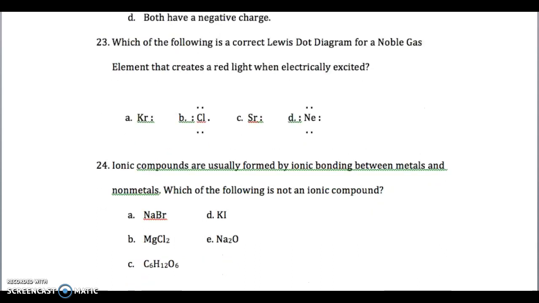Number 23. Which of the following is a correct Lewis dot diagram for a noble gas element that creates a red light when electrically excited? You have A, B, C, and D choices on this one.